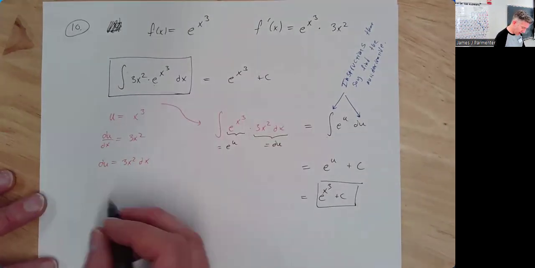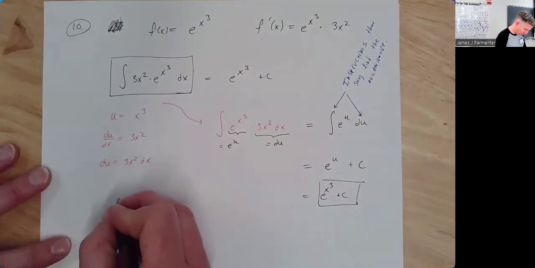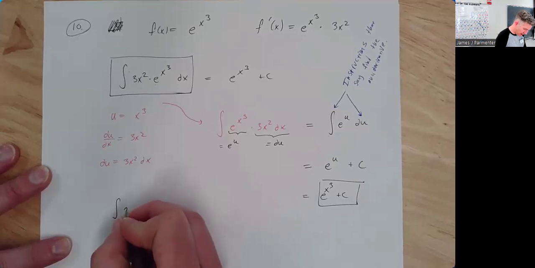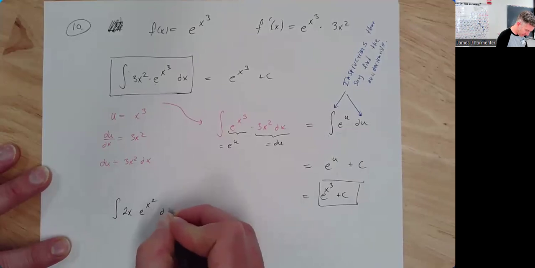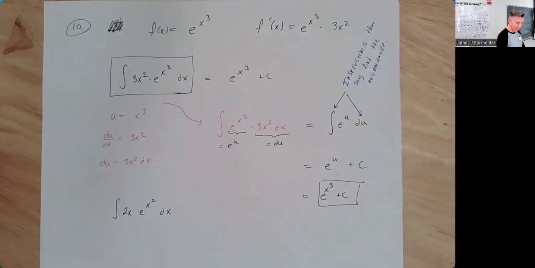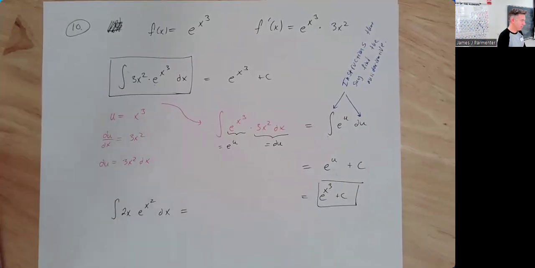In a similar way, I bet you could all make a pretty good guess about what the integral of 2x times e to the x squared is going to be. Why don't you all make a guess right now on your paper? Don't do a u-sub, just make your best guess.